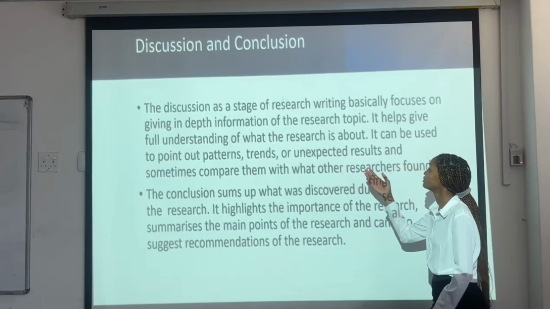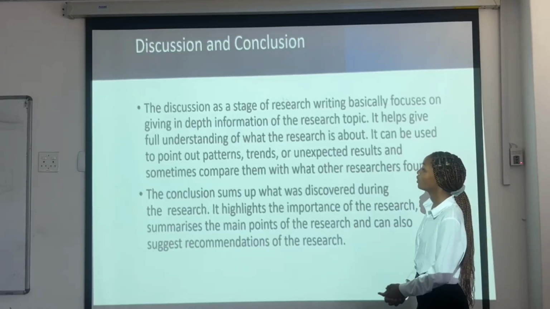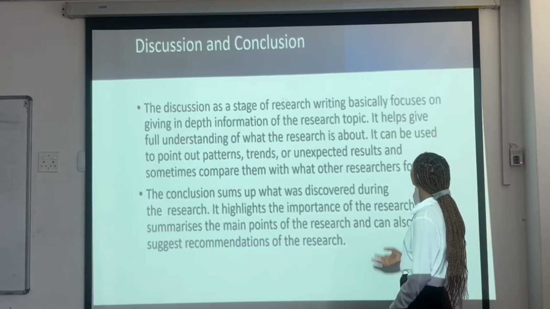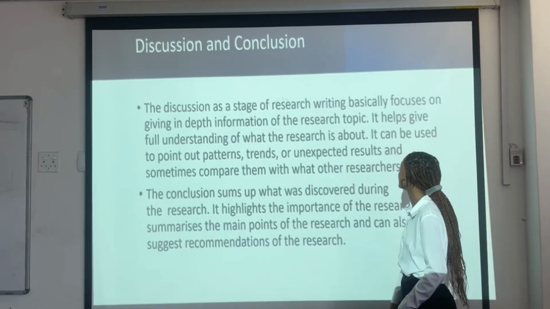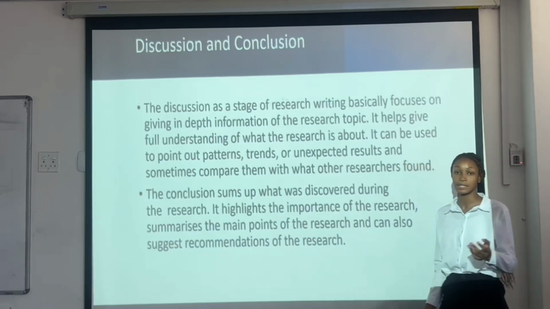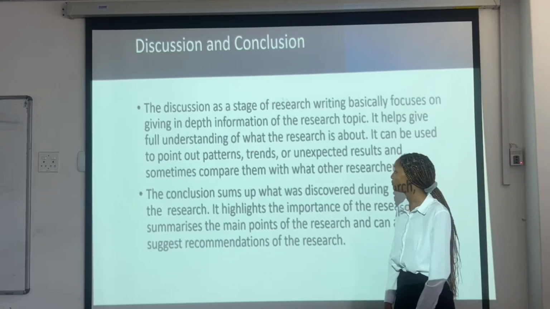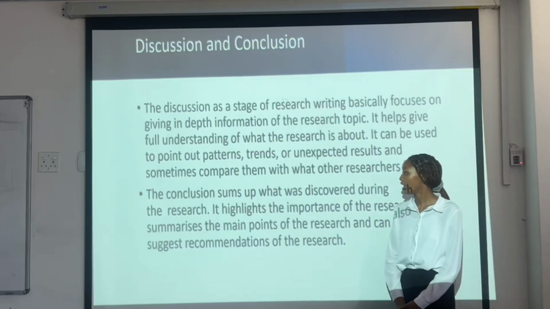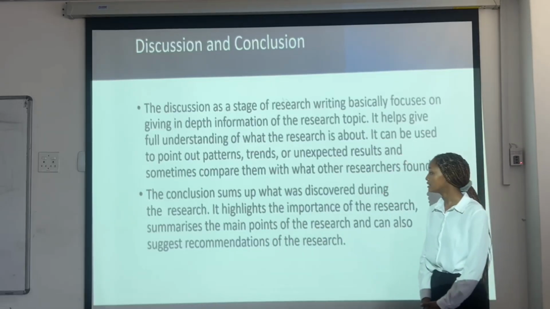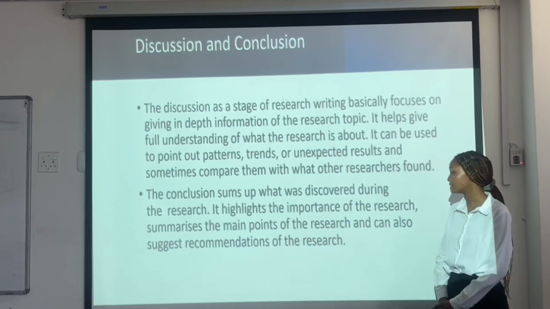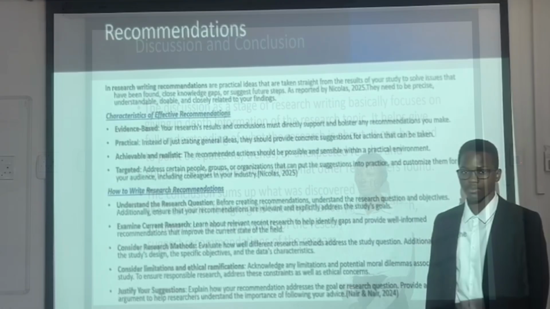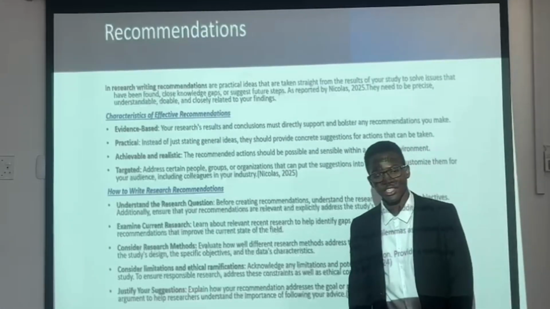The discussion as a stage of research writing basically focuses on giving in-depth information of the research topic. It helps give full understanding of what the research is about. It can be used to point out patterns, trends, or unexpected results, and sometimes compare them with what other researchers found. The conclusion sums up what was discovered during the research. It highlights the importance of the research and summarizes the points of the research and can also suggest recommendations of the research. I'm going to be presenting about recommendations.